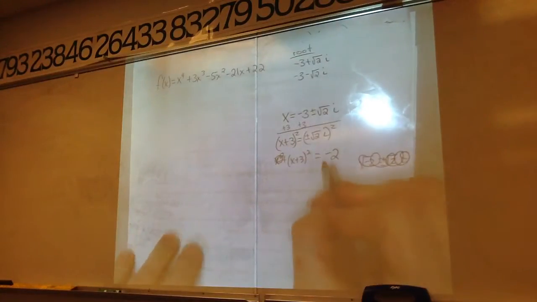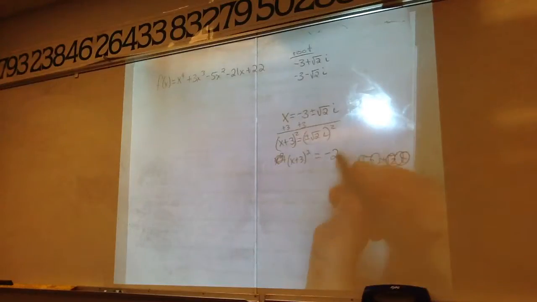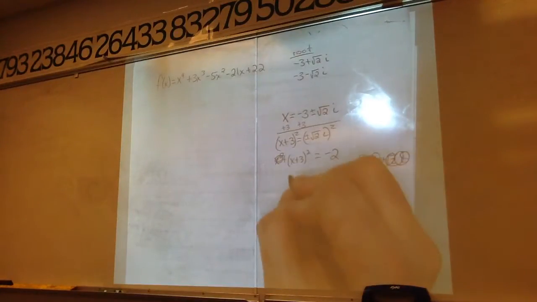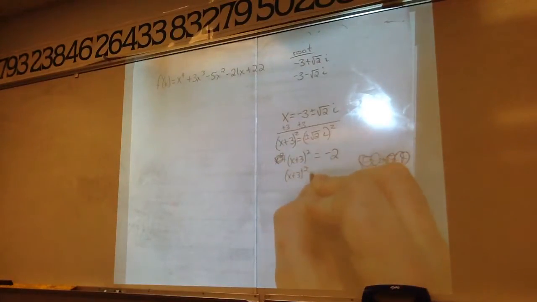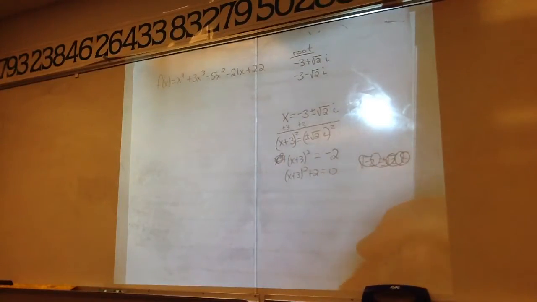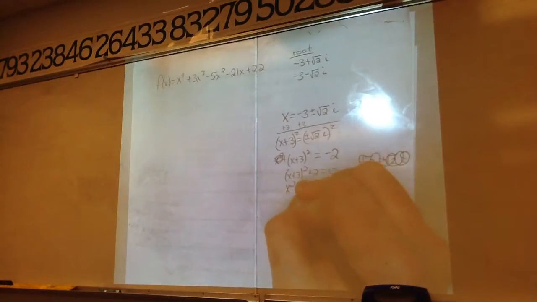Then you just add that to the other side. So you'd have x squared plus 6x plus 9 plus 2 equals 0. It's just x squared plus 6x plus 9, plus 11 now. Yeah, it's not beneficial to leave it like that, because I have to do x squared plus 6x plus 9 plus 2.